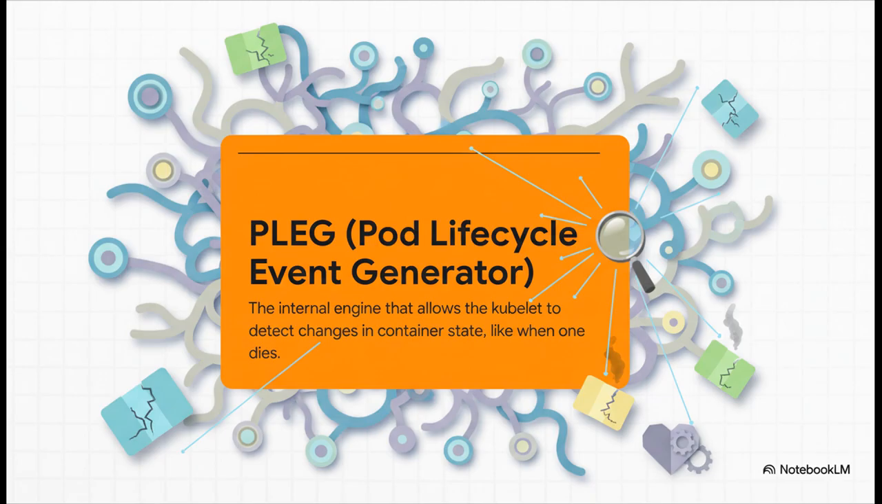And finally, there's a thing called PLEG, the Pod Lifecycle Events Generator. This is basically the kubelet's nervous system. It's this internal engine that's constantly checking on the containers and can instantly detect if something changes. So if a container just dies unexpectedly, PLEG is what senses it, and that allows the kubelet to react in a split second to go and restart it.